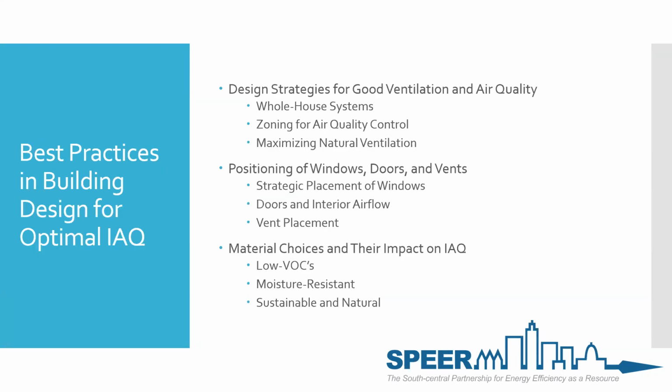So best practices for basically building design for optimal IAQ. The design of that plays a pivotal role in determining indoor air quality. So you've got design strategies like whole house systems, you've got zoning for air quality, you've got maximizing the natural ventilation. So positioning windows, doors, and vents, strategically placing the windows based on what you normally have in airflow outside. More windows on the east and west, if that's the way the airstream is going through your environment outside, or south, and it just depends on where you're at and what's around you.